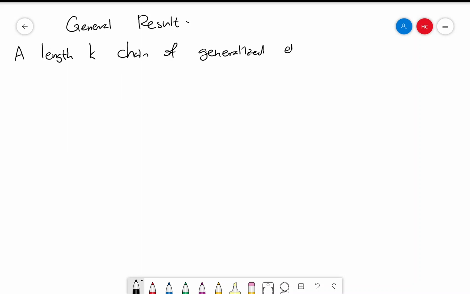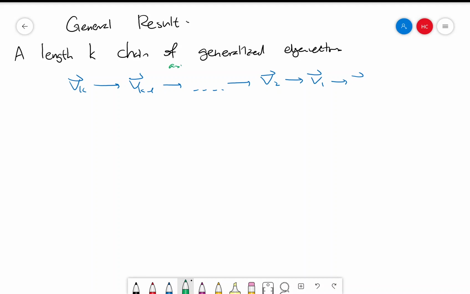Alright, so here's the general result. Suppose we have a length k chain of generalized eigenvectors. So suppose we have vk pointing to vk minus 1, pointing all the way to v2, to v1, to 0. And this is associated to eigenvalue lambda. So all the arrows indicate multiplying by A minus lambda I.